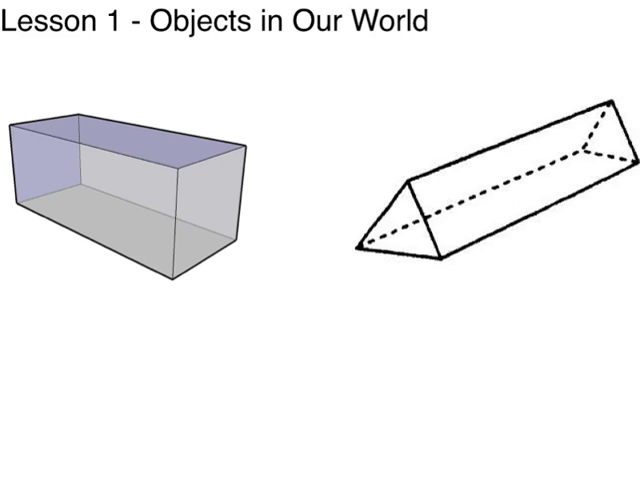In this lesson, we are going to learn about objects in our world. The two objects you are looking at on this page are called prisms. Prisms are spelt like this. On the left side, we have a rectangular prism, and on the right-hand side, we have a triangular prism.